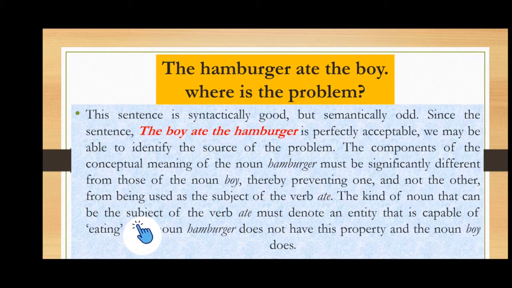If you look at the meaning of a boy in a dictionary, or if we know the conceptual meaning of the word boy, then we can put boy as a subject. And if we know the conceptual meaning of the word hamburger, then we cannot put hamburger as the subject of the sentence to say that the hamburger ate the boy. The subject of the verb ate must denote an entity that is capable of eating. The noun hamburger does not have this property and the noun boy does. So conceptually we know that the boy has the capability to eat and the hamburger doesn't have this capability. So this is the importance of knowing conceptual meaning. And here the conceptual meaning tells us whether the sentence is odd or perfect, whether the sentence is semantically correct or incorrect.